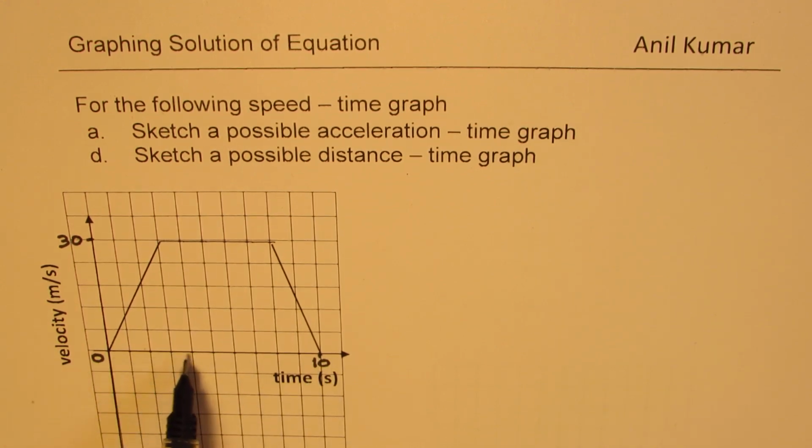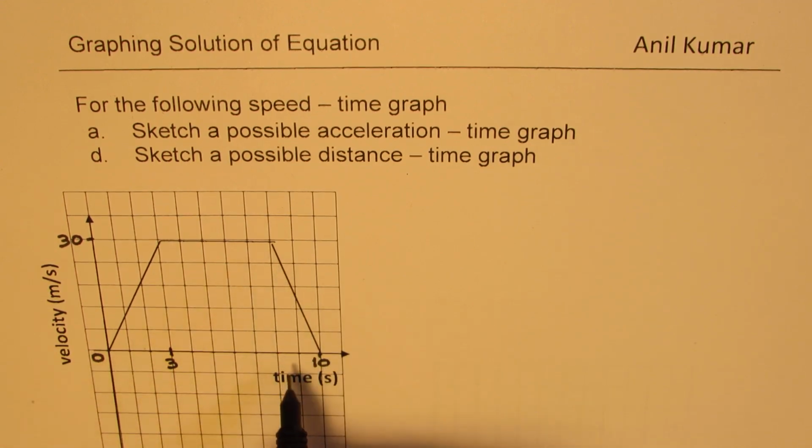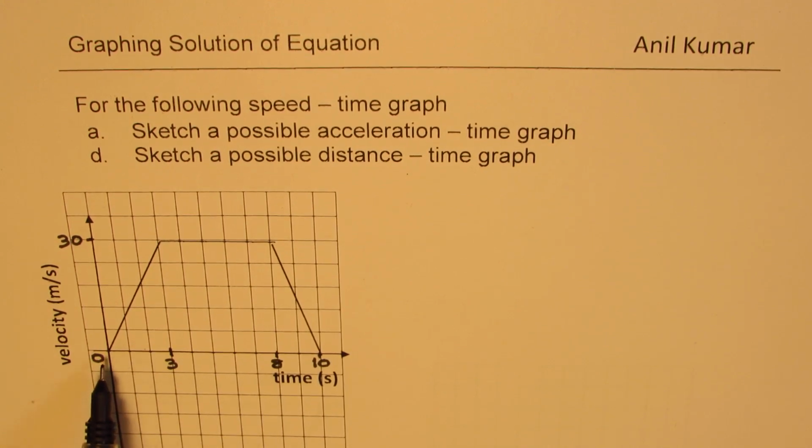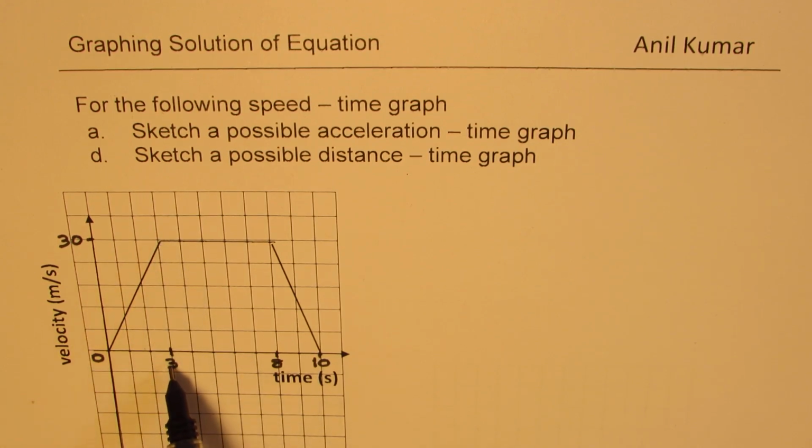So 1, 2, 3, 4, 5, 6, 7, 8, 9, 10. So these are units of seconds, right? So that will be 3 seconds, and this will be 2 less than 10, 8 seconds, correct? So we can describe this as the object starts and accelerates at a constant rate, increasing the velocity from 0 to 30 meters per second in 3 seconds, right?